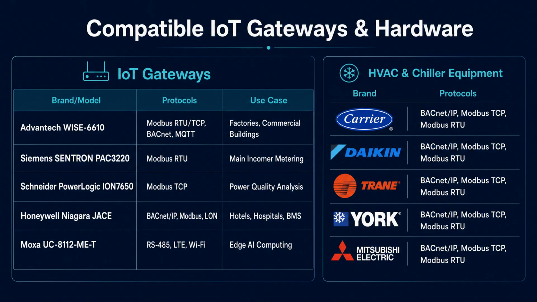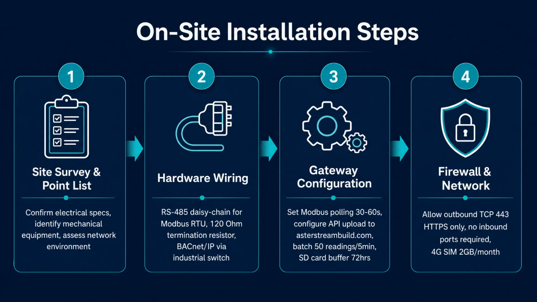For Modbus RTU devices, which use RS-485 communication, devices are connected in a daisy chain topology. It is essential to install a 120 ohm termination resistor at the farthest end of the chain to ensure signal integrity. The maximum transmission distance is 1,200 meters at a 9600 baud rate.